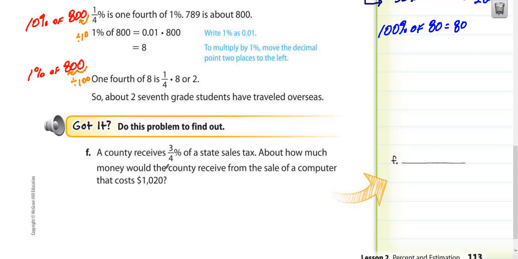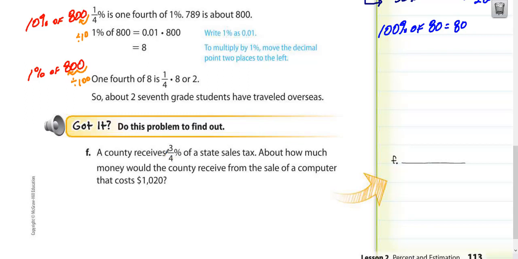So here you're going to be estimating by, and notice what they did up here was they didn't round this 1/4% all the way up to 1 or down to 0. They kept the percent, but they rounded that number. They rounded to 789. So think about what you're going to round here. Go ahead, pause the video, do the problem, and then come back and we'll go through it together.